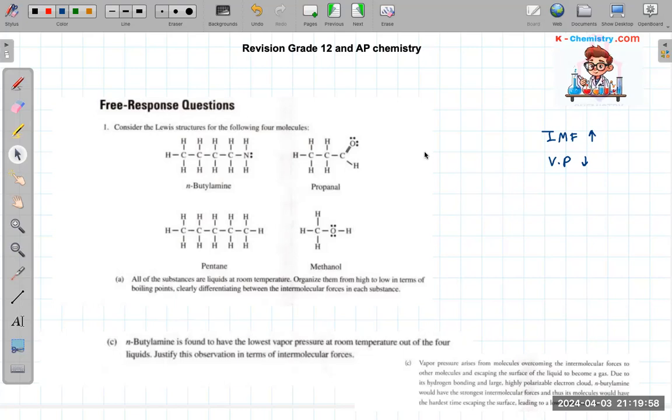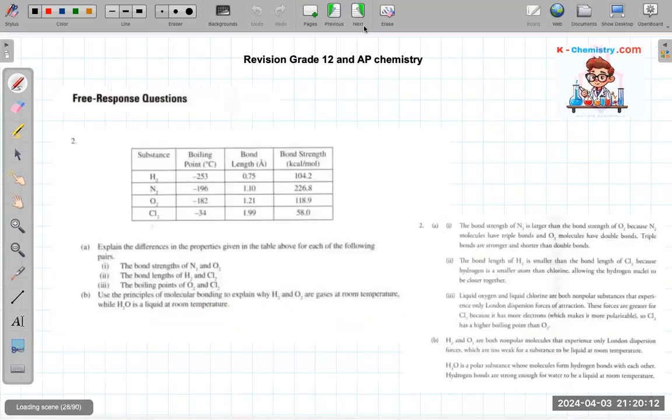Again, we said the intermolecular forces are high because of the hydrogen bonding, plus it is higher than the methanol in polarizability because it has more electrons.